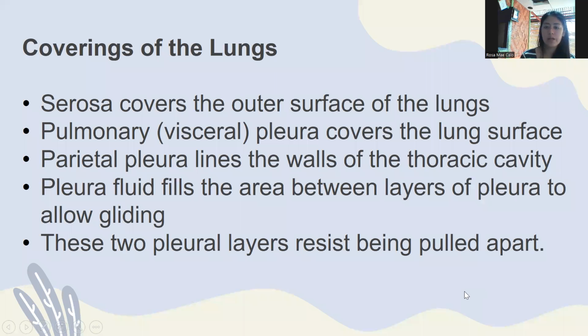The lungs are covered with a covering called a serous membrane. The serosa covers the outer surface of the lung, called the pulmonary or visceral pleura, and the parietal pleura lines the walls of the thoracic cavity. The pleural fluid fills the area between the layers of pleura to allow gliding. This happens when we breathe. It allows the gliding of the lungs on their surfaces. And these two pleural layers resist being pulled apart.